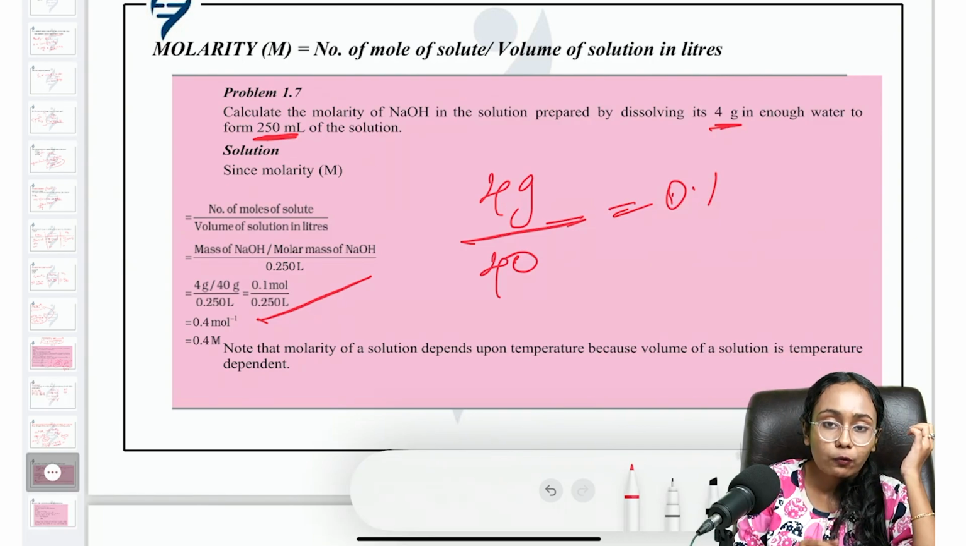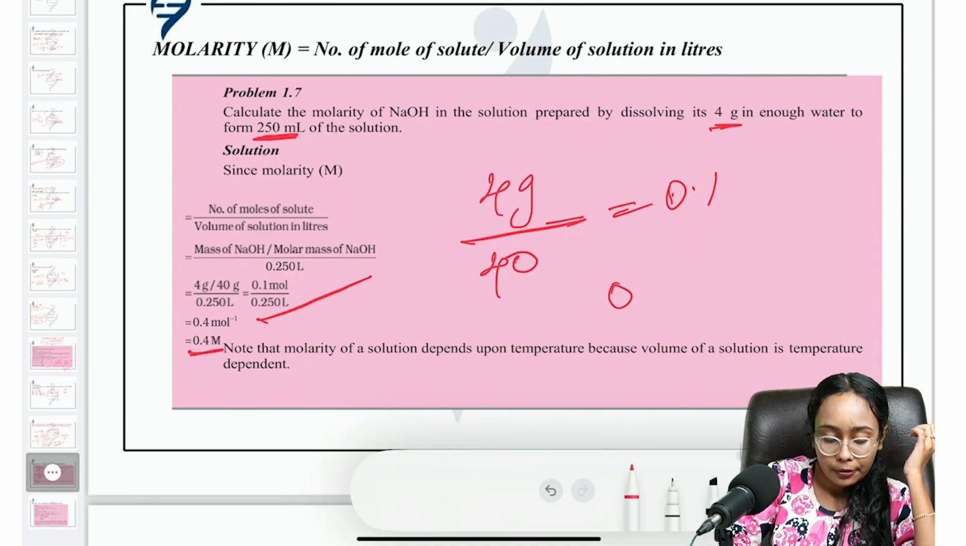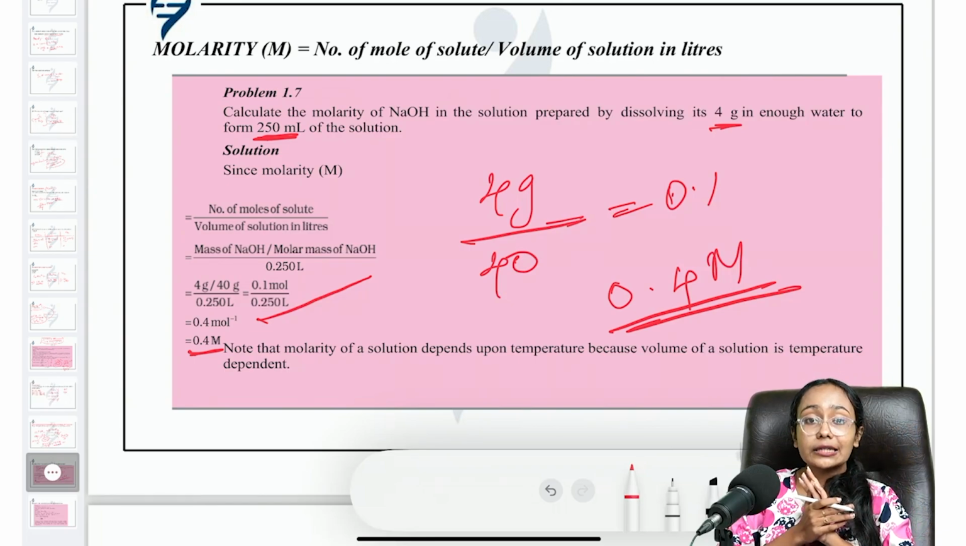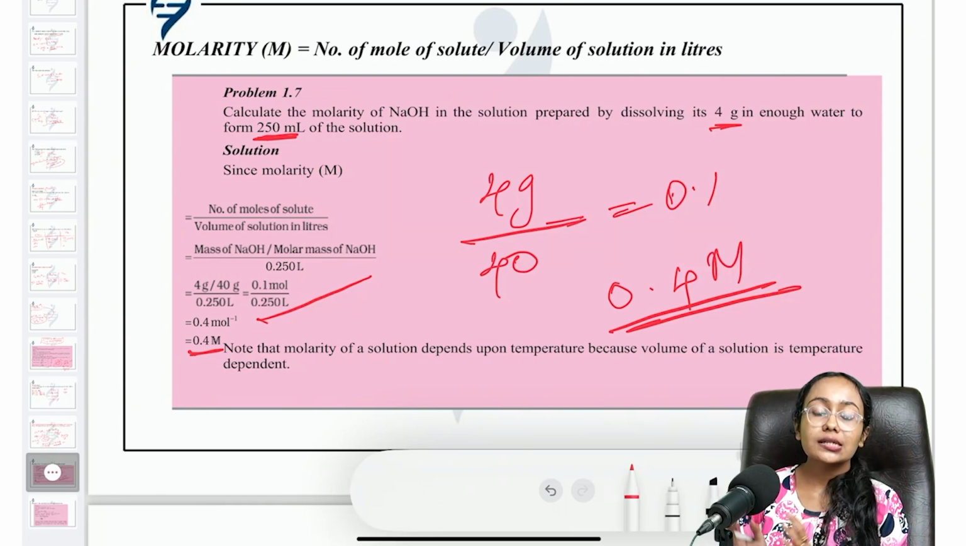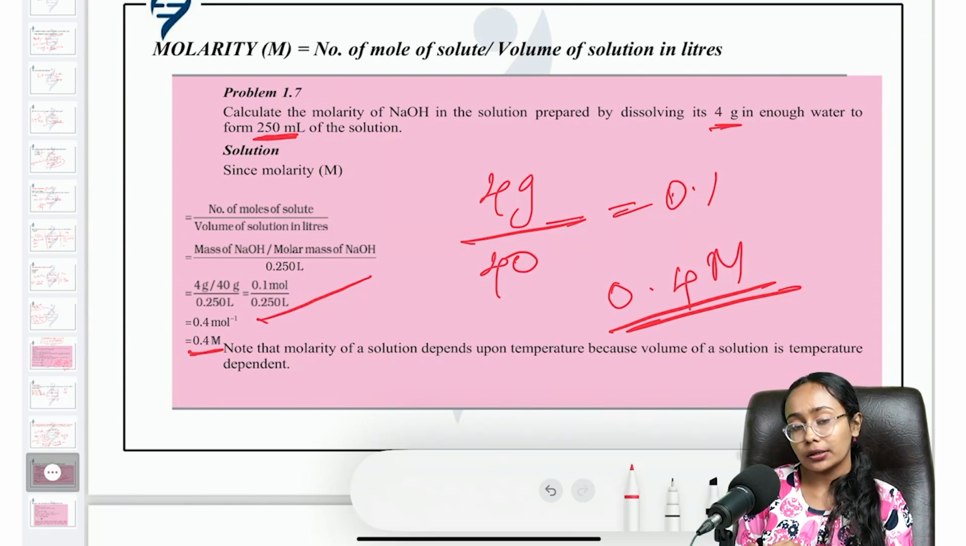So number of moles by volume of solution in liters, 0.1 divided by 0.250. So the answer will be 0.4 molar. Capital M. Molarity, the unit is expressed in capital M, molar.